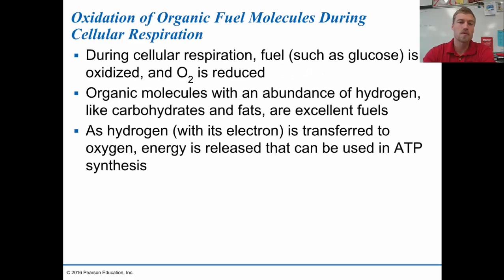So during cell respiration, fuel is oxidized. Fuel would be something like glucose, and then the oxygen is reduced. So organic molecules that have an abundance of hydrogen, like carbohydrates and fats, are excellent fuels. And the reason why is that they have all these hydrogens that have electrons. And the hydrogens with their electron can then be transferred to oxygen, and the energy that is released can be used in ATP synthesis. So that's the reason why carbohydrates and fats are the best fuels for cells, for cell respiration.